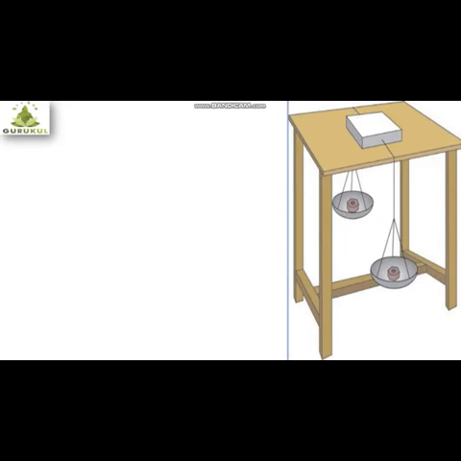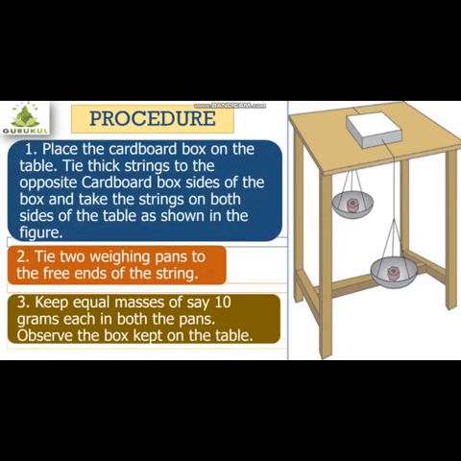Let us understand the procedure now. Students, can we observe the picture? This is the arrangement that we have to do. Let us see the procedure one by one. Place the cardboard box on the table. Tie thick strings to the opposite sides of the box and take the strings on both the sides of the table as shown in the figure. Basically, observe the figure, and you will understand what you have to do.